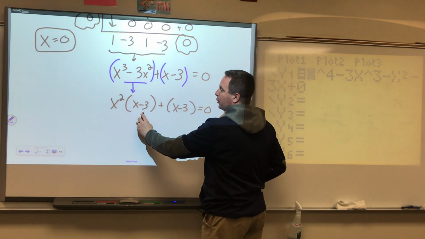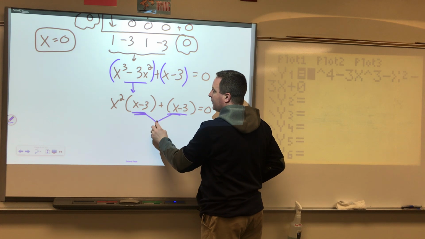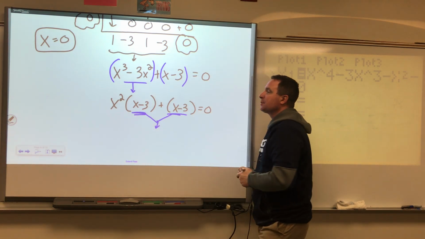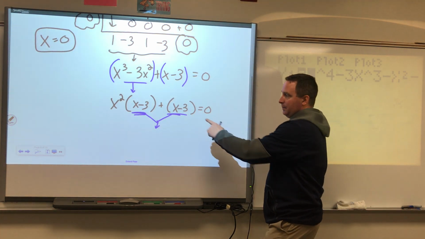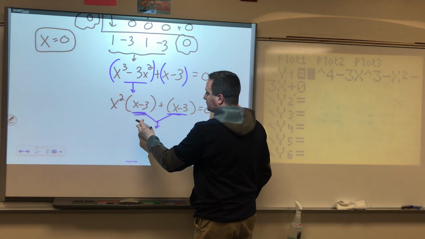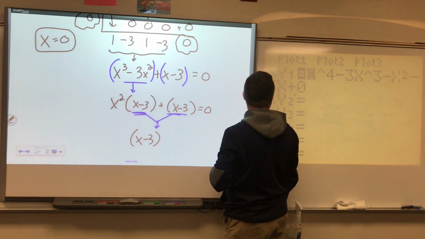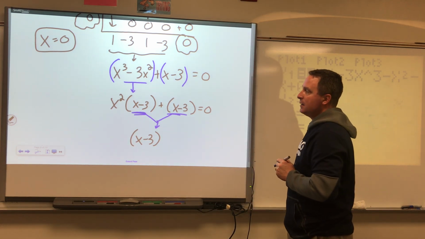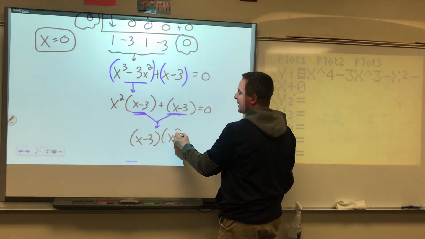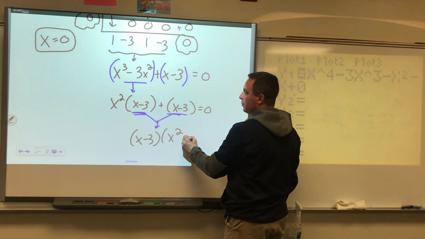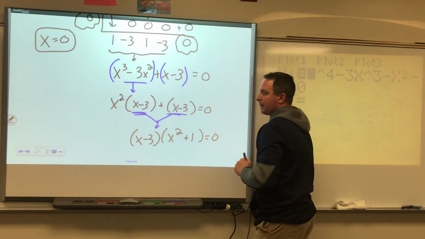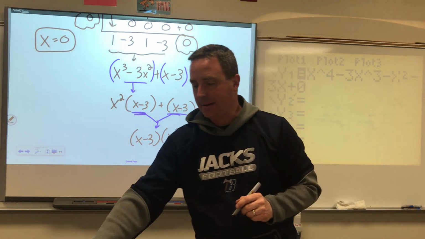And then once more with grouping, in the second round of it, we factor out the little expression that they have in common. So it looks like x minus 3 can be taken away from both of them. And what's left over is I get x squared plus 1.